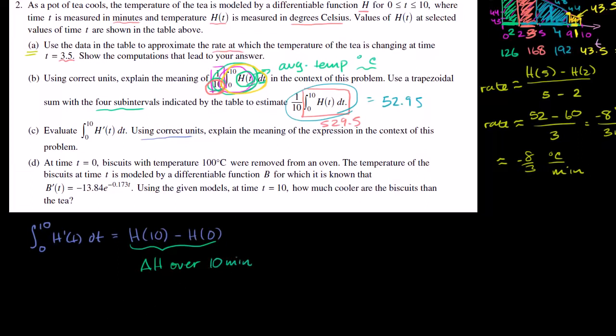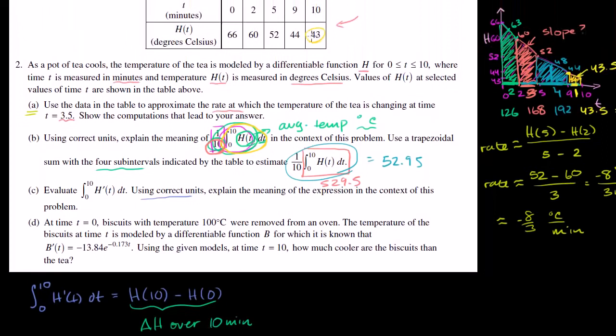We know what our temperature was after 10 minutes. H of 10 is 43 degrees Celsius. So this is 43 right over here. And from that, we're going to subtract our initial temperature, our temperature at 0 minutes, which is 66 degrees Celsius. We're going to subtract 66 degrees Celsius. This gives us negative 23 degrees Celsius.